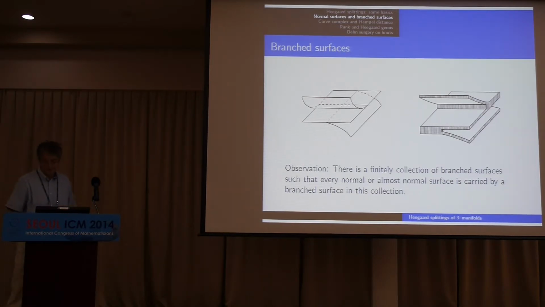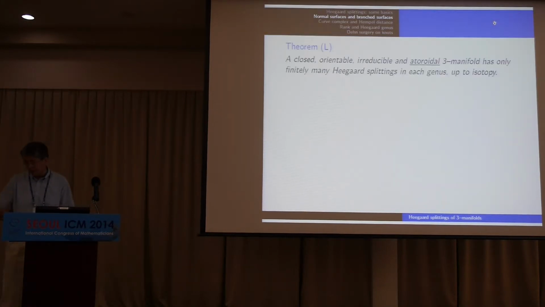And using this idea of branch surfaces, a few years ago we proved that for a irreducible and atoroidal three-manifold, if you fix the genus, then the three-manifold has only a finite number of Heegaard splittings. Here, atoroidal is important because there are examples with an essential torus: by spinning around the essential torus, you can generate infinitely many non-isotopic Heegaard splittings of the same genus.